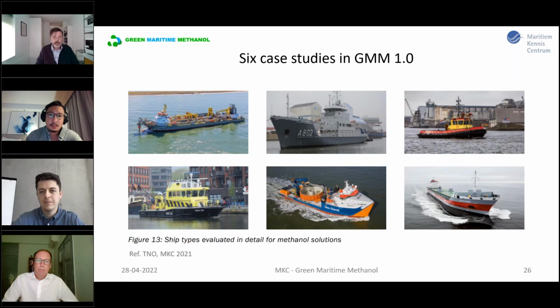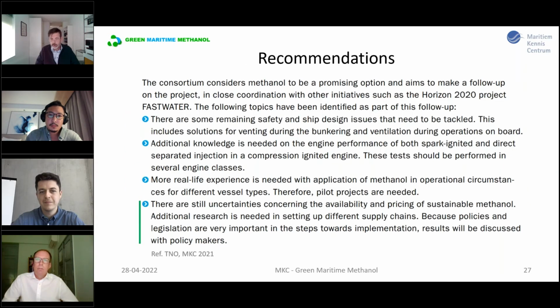Then I come to one of my last slides, and I will not go into all the details. So I would like to state the recommendation that we made, and I think it's maybe one of the most important recommendations in the report: there is still uncertainty concerning availability and pricing of sustainable methanol, and because policies and legislation are very important in the steps towards implementation, results will be discussed with policymakers, and that needs to be done on a national but also European and international level. So this concludes my presentation.